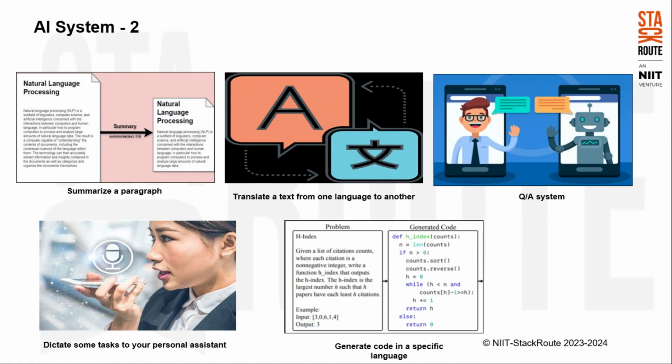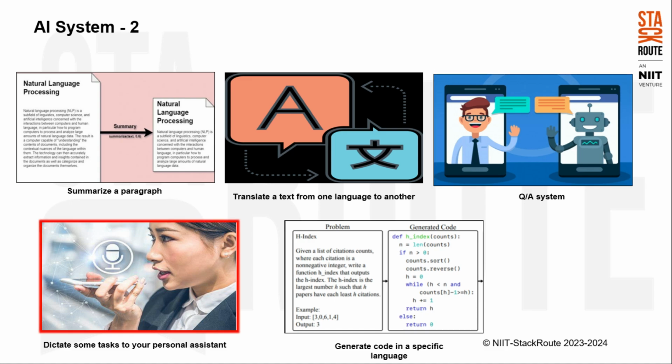And now let us look at the second set of photographs. See these images. So let's call them AI system 2. So the first one is summarize a paragraph. So we have a paragraph and then it summarizes and gives me a smaller paragraph. The second one is translating a text from one language to the other language. Then we have a QA system. You ask a question and you get a reply from a machine, and the next question is based on the reply that it gets, and then it goes on and on.